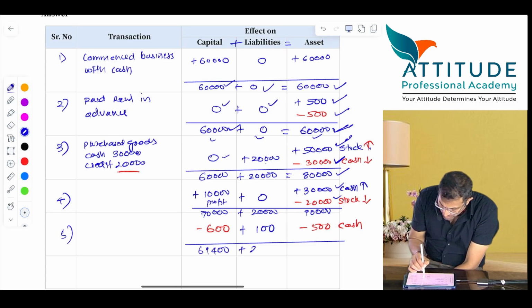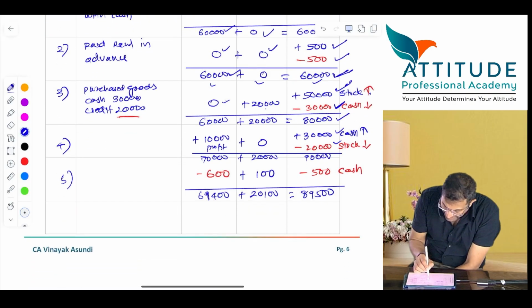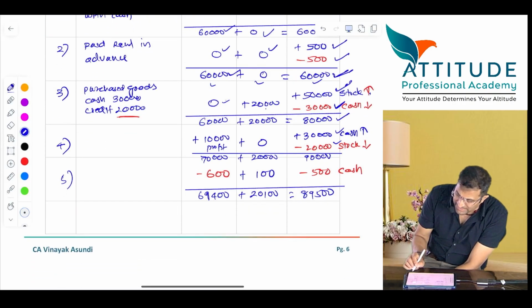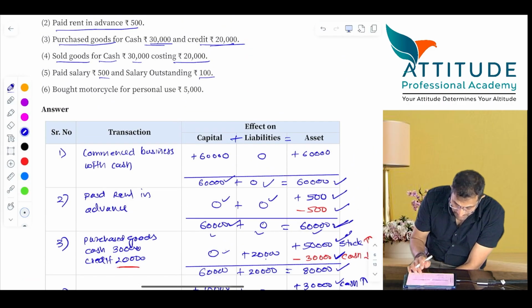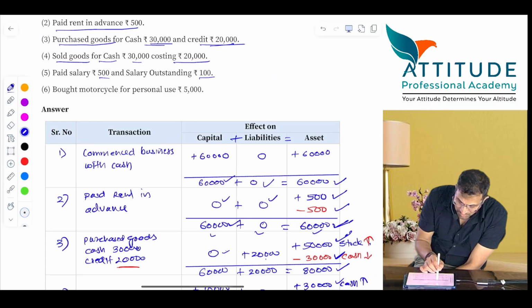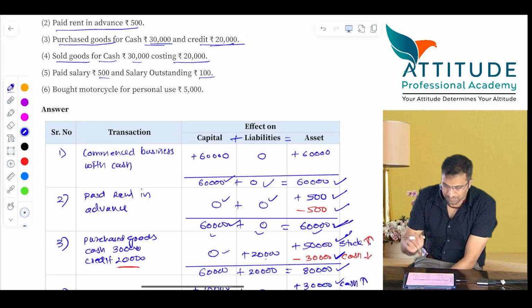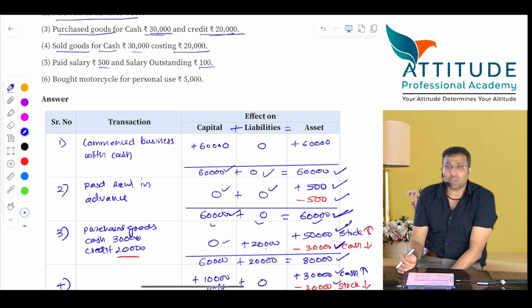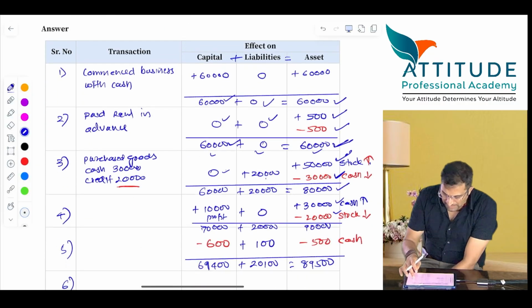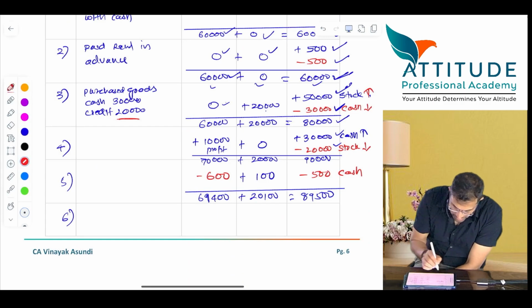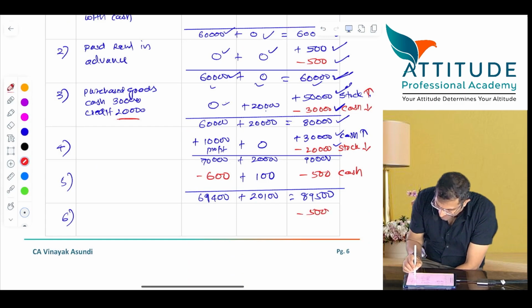69,400 plus 20,100 is equal to 89,500. Does it hold good? Yes. 69,400 plus 20,100 is 89,500. Is that clear? Sixth, motorcycle for personal use. Motorcycle for personal use means it is drawings. Bought motorcycle, so cash is paid. Cash reduces by how much? So minus 5,000 cash reduces.